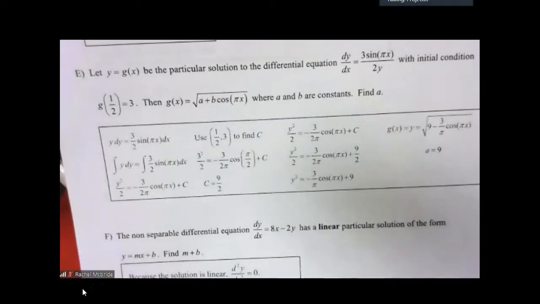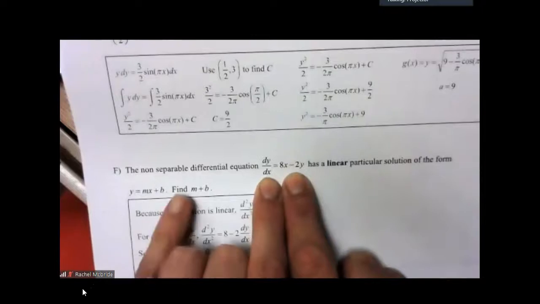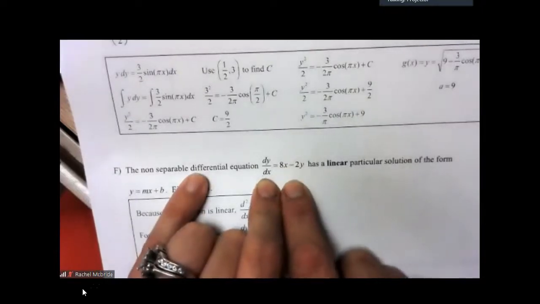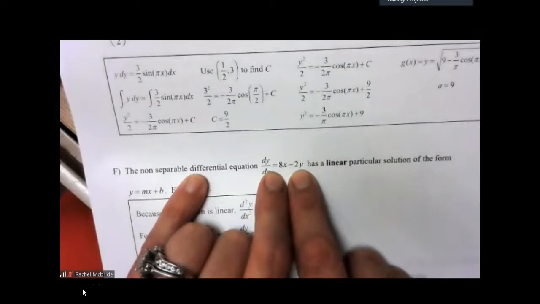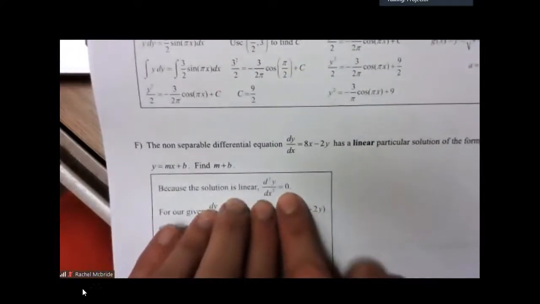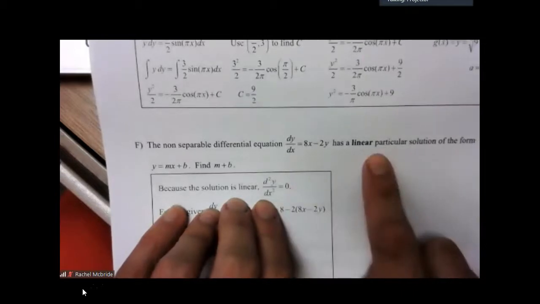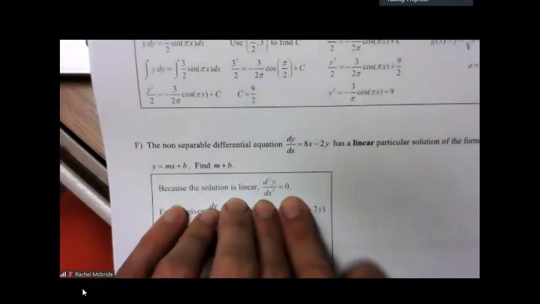So letter F was really taking into account understanding both that this represents slope. It's not separable, therefore you couldn't move the y's and the x's apart. But the idea that this is a linear particular solution tells me that my second derivative had to be 0. If the original gave a linear solution, then that means by the time you get to your second derivative, it was 0.